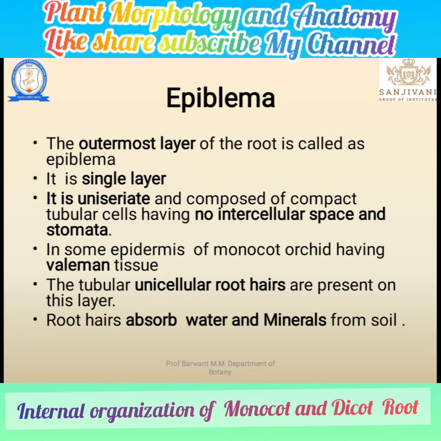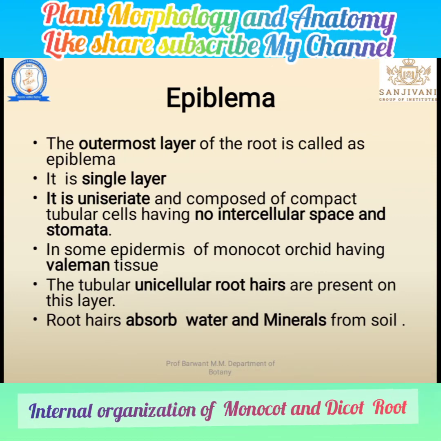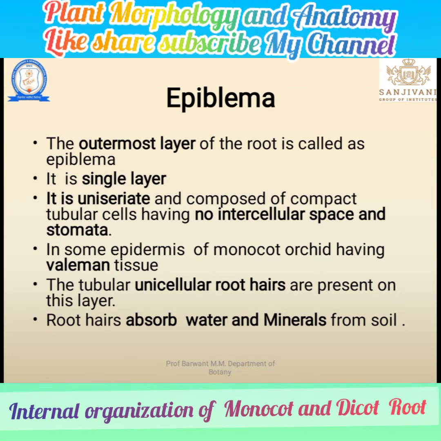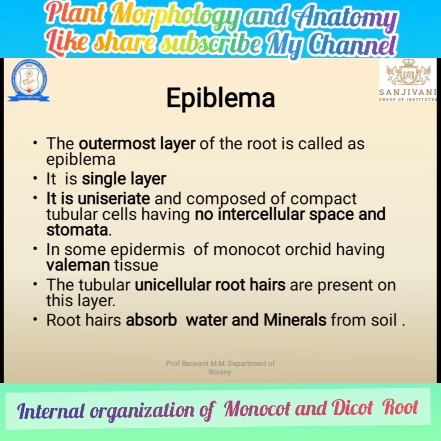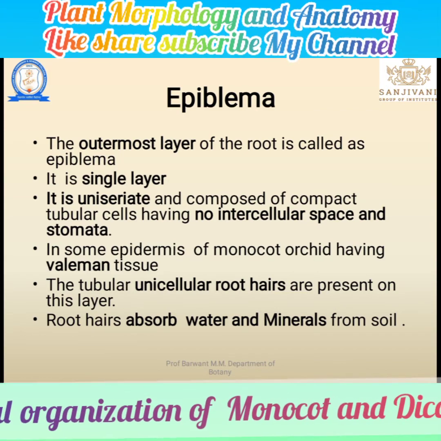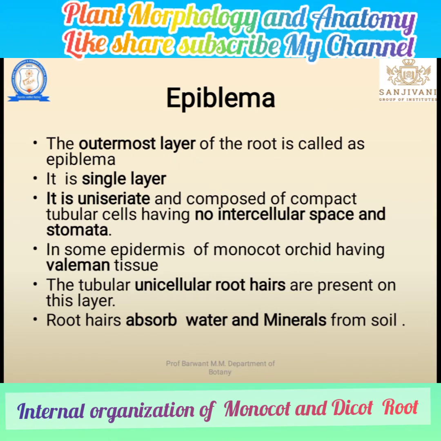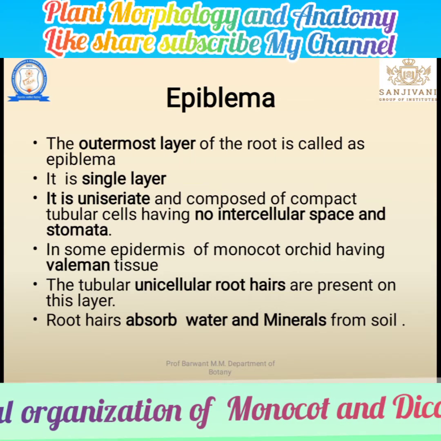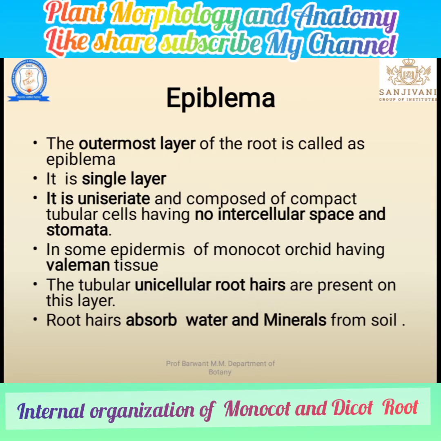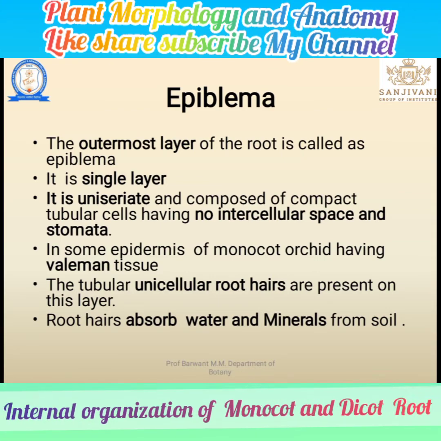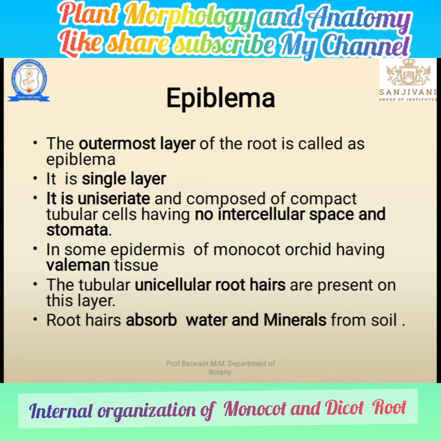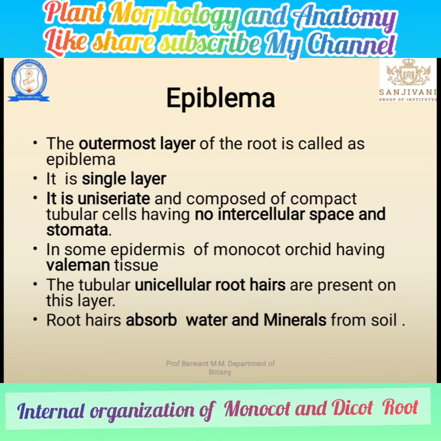These are the characters of a monocot root epiblema. First character, it is the outermost layer, for that purpose it is known as the epiblema. Second character, it may be a single layer, hence it is known as a uniseriate epidermis. In that epidermis, there is an absence of intercellular space and stomata. In a root, there is no intercellular space and no stomata.